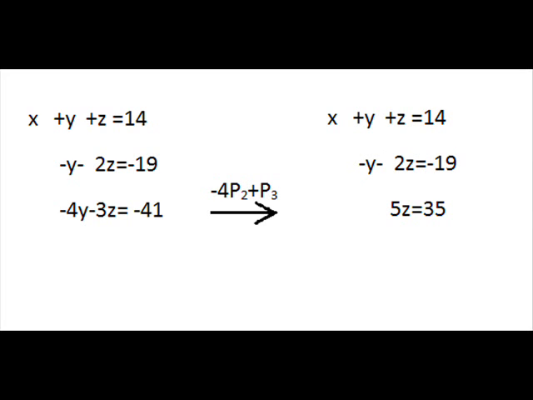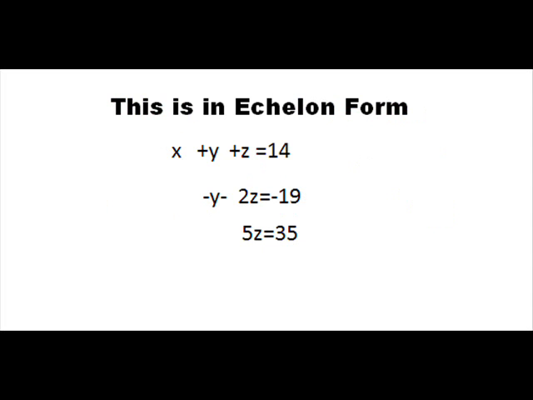Now we must work with row 3 to make the leading variable to the right of the leading variable of the row above it. We will multiply row 2 by -4 and add that to row 3. This system is now in echelon form. It is helpful to have the system in echelon form because we can solve for one variable, then use back substitution to solve for the rest of the variables. Once we do back substitution, we get that x equals 2, y equals 5, and z equals 7.